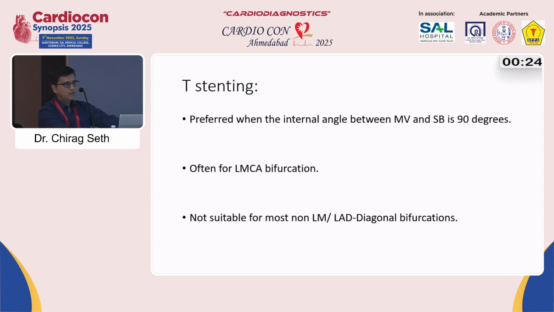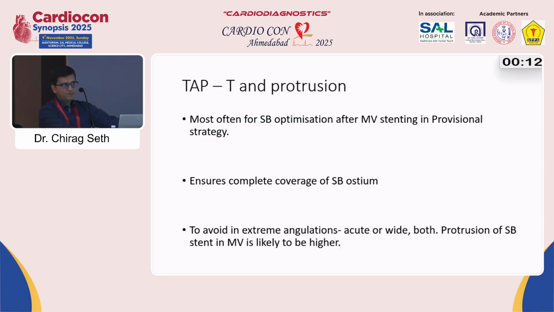T-stenting is preferred when the internal angle between main vessel and side branch is 90 degrees, and most often that happens with left mains. It is not suitable for most non-left main or LAD diagonal bifurcations. TAP, that is T and protrusion, most often is for side branch optimization after main vessel stenting in provisional arm. It ensures complete coverage of side branch ostium. And to avoid extreme angulation, it is advisable to avoid it in acute or wide angle both, because most of what will happen is you will protrude the side branch stent much more in the main vessel, and you may have to convert it to either mini culotte or reverse crush.